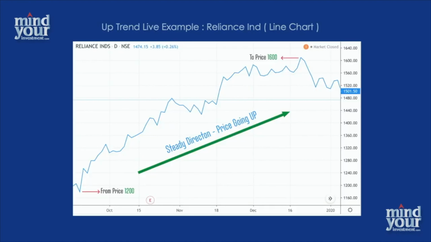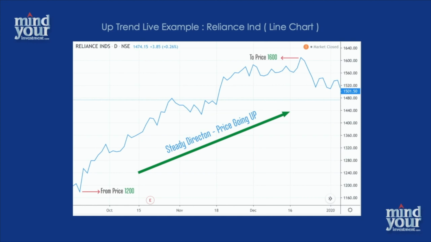So here you'll see a live example of Reliance Industries, and this is a line chart. We'll learn more about line charts in the upcoming videos, but here you'll see that the price started at 1200 rupees and then it continuously went on to 1600 rupees, and the direction of the price was going up. So this is what we call an uptrend in Reliance Industries.